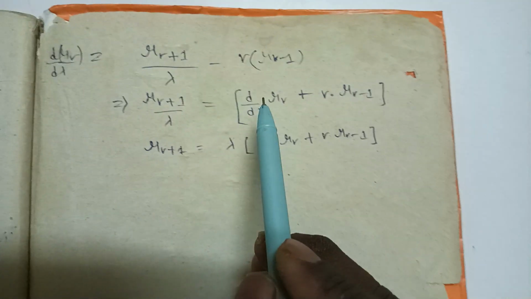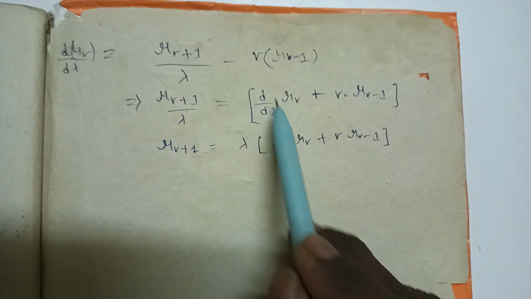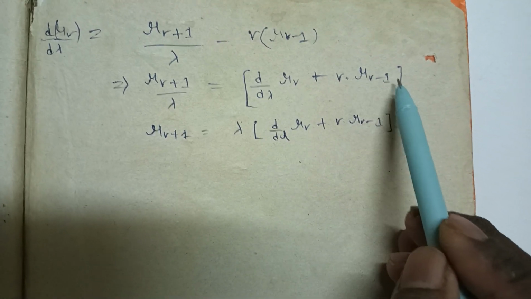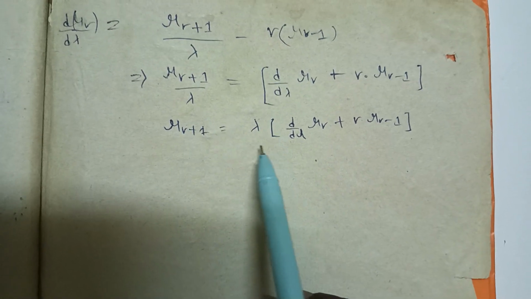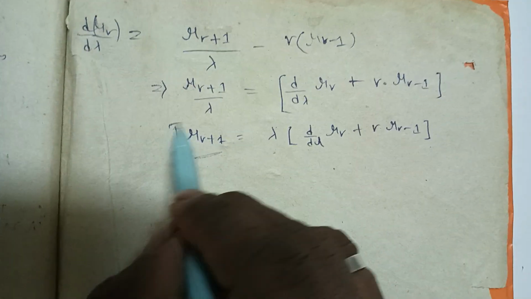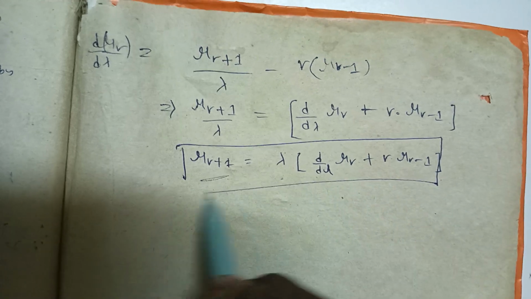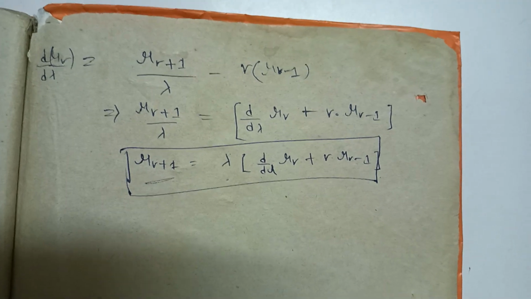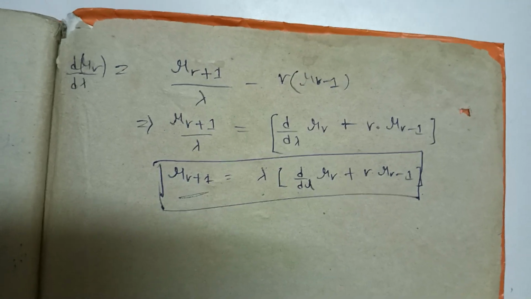So this will bring this side. So d by d lambda of mu r plus r into mu r minus 1. If you multiply with lambda, then you will get mu r plus 1. So this is called the recurrence relation for which distribution? Poisson distribution.